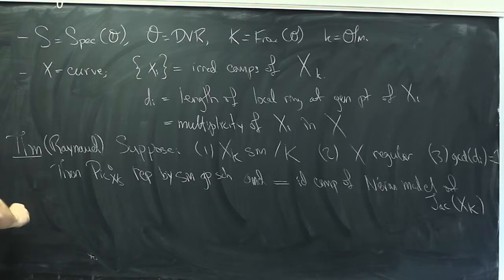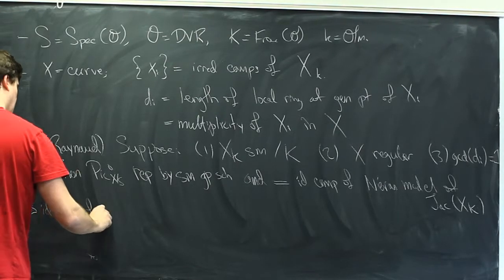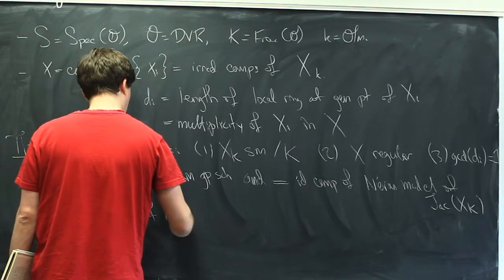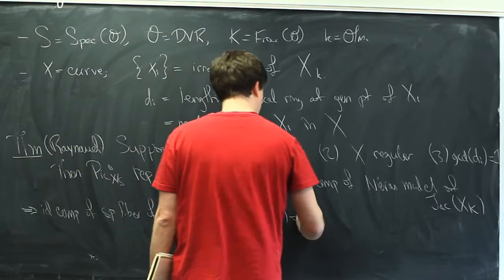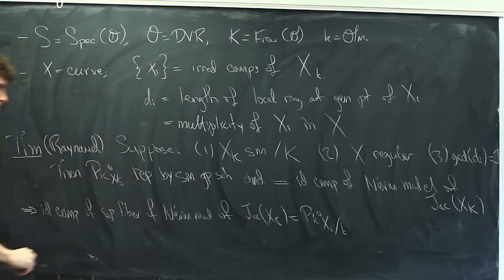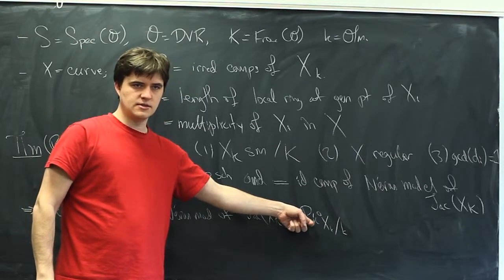So in particular, this implies that the identity component of the special fiber of the Néron model of the Jacobian is just Pic^0 of the special fiber of X. And that's why the theorem is important for us, right? Because we're trying to show that if you take J_0(n), and you take its Néron model, and you look at the special fiber, we want to show it's a torus. And so this theorem says that if we can just find an appropriate model for the modular curve, we just have to compute its Pic^0 over F_p and see that its Pic^0 is a torus.